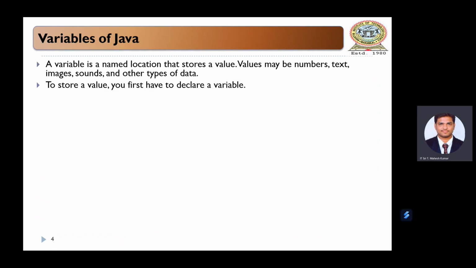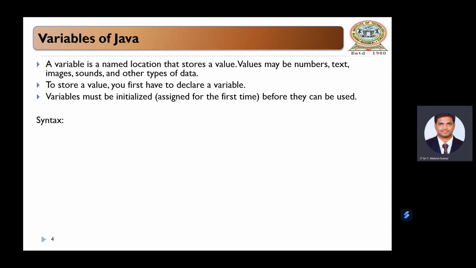First of all, a variable is a memory location that stores a value. The value may be changed at any time. The value may be numbers, text, images, sounds, or any type of data. To store a value, we have to declare a variable. Only after declaration can we use that particular memory block. The syntax to declare a variable is data type, variable name, equals to value.